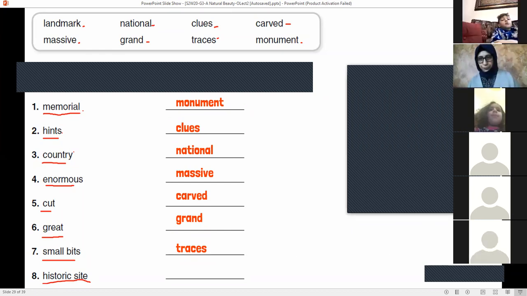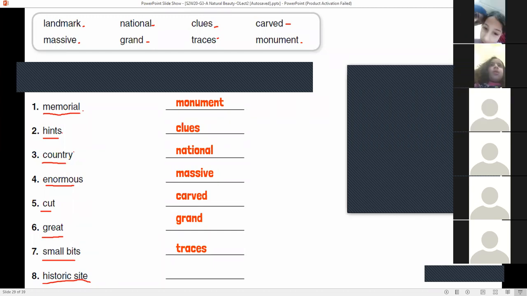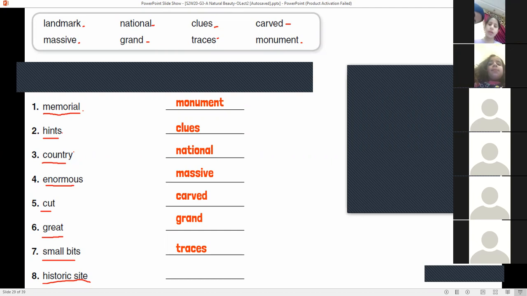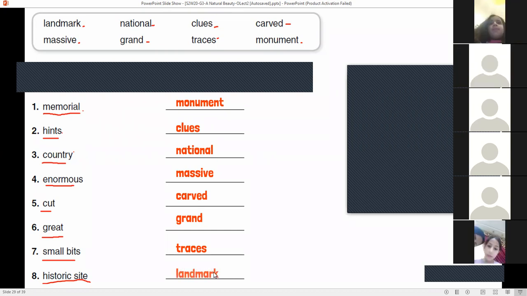If you don't put plus 1 for me. Historic site. Historic site, Fatima Bitar. If you don't put landmark. Landmark. Bravo, Fatima Bitar. Excellent.